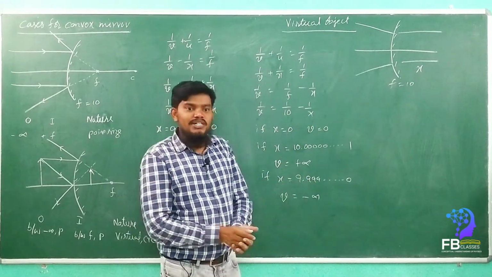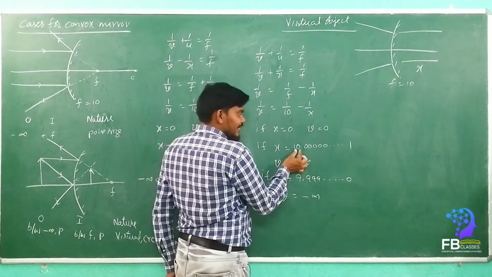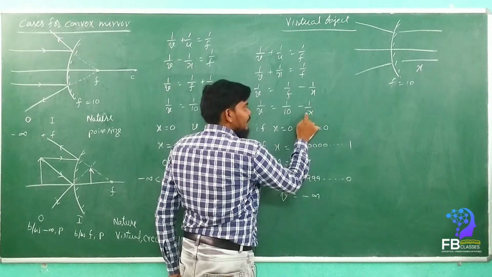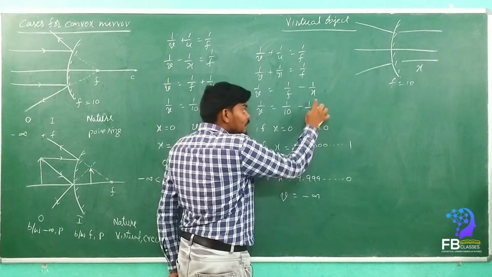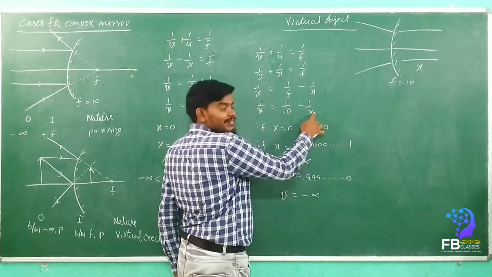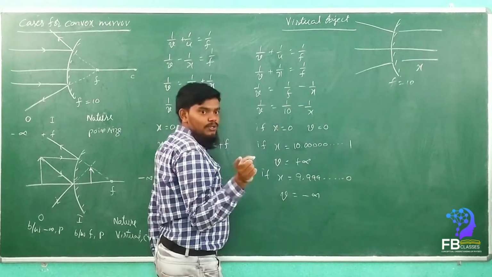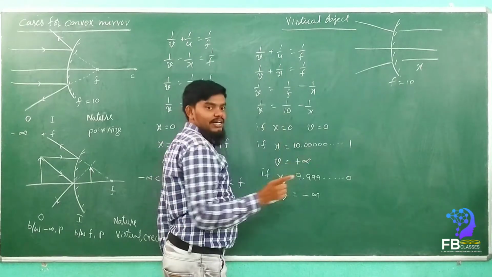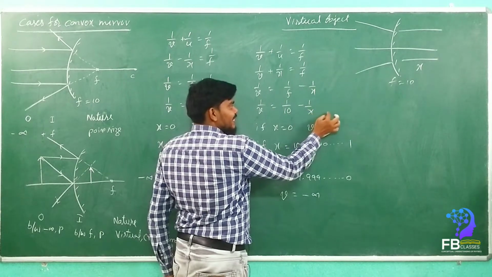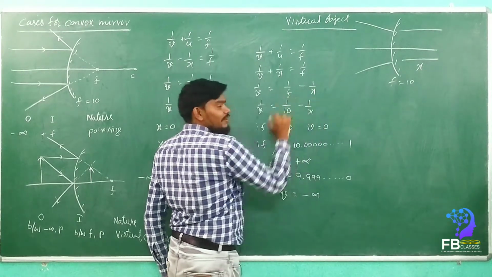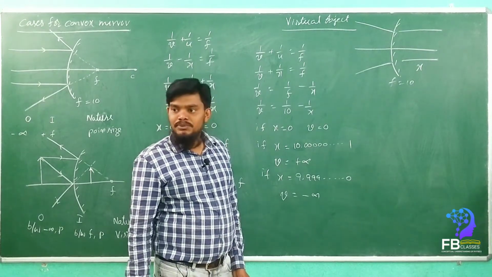Be very conceptual in your understanding. See here, X value is 10.00001. That means 1 by 10.00001, compared to 1 by 10, is a lesser value, because the X value is more than 10. Yes or no? So that's why it will come as plus infinity. Are you getting my point? Here, 1 by 9.9999991 is a greater value than 1 by 10. Got it? So then it will come as negative infinity.